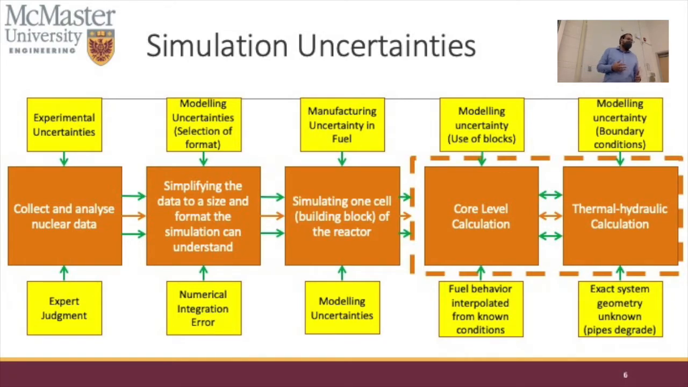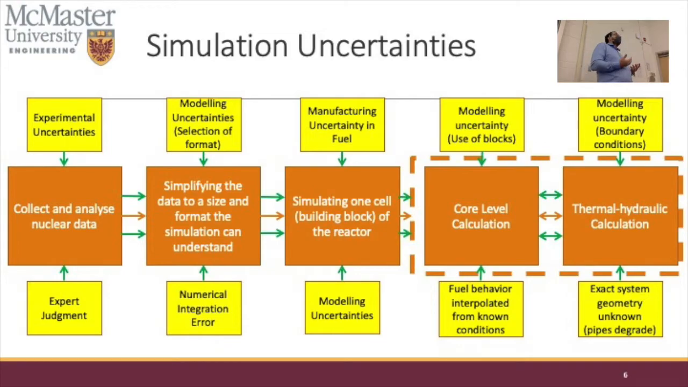So like I said, we have uncertainties that may arise from our experimental data collection or from the expert judgment that we use to analyze that data. We also have uncertainties that may arise from the modeling choices we make, like the format of the nuclear data or the format that we're putting that data in so that the computer can understand it. We may have uncertainties that arise from our imperfect knowledge of the reactor.